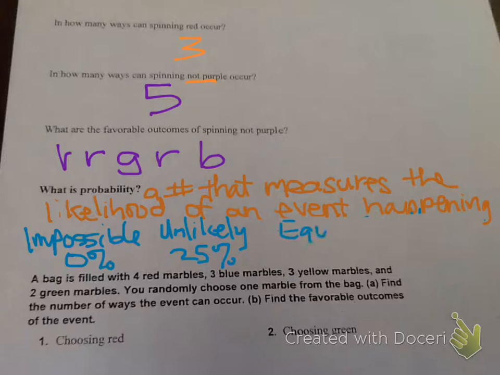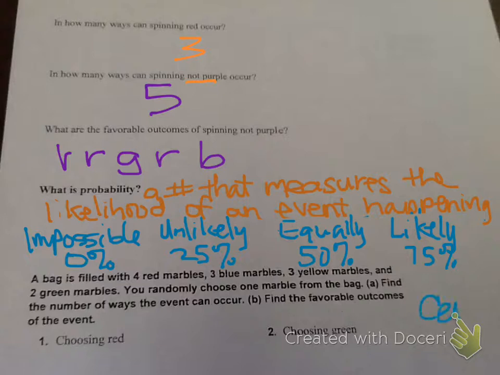Equally likely or unlikely. Might be a 50% chance. Likely would be a 75% chance, so that might be something like you're likely to get math homework. And then the last one is certain. 100% chance. That one's definitely going to happen.